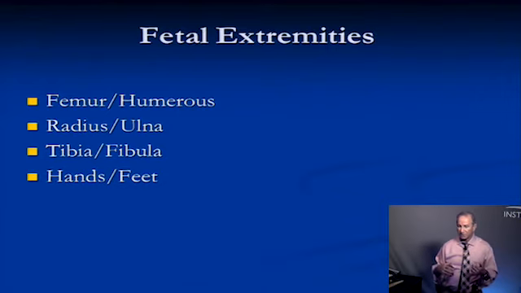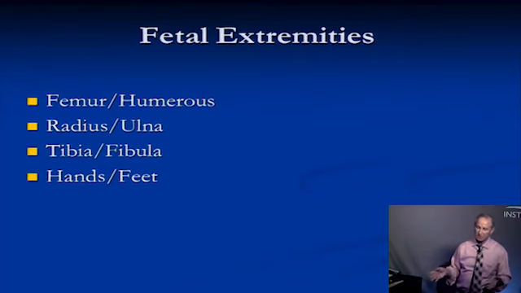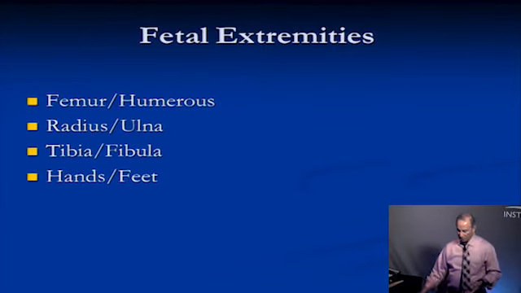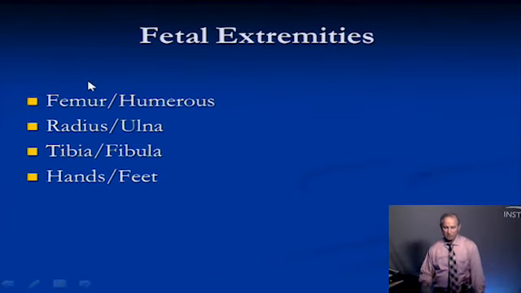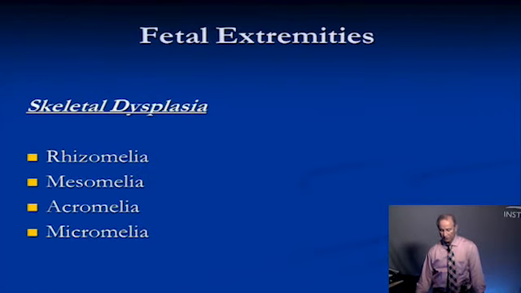So if the femur is short, I go and measure the humerus, and I look at the tibia, fibula, radius, and ulna. You measure all the bones. If all the bones are short, you have a skeletal dysplasia. The humerus and the femur are the proximal bones, okay? If those are shorter than normal, that's called rhizomelia. That's when the proximal long bones are short.